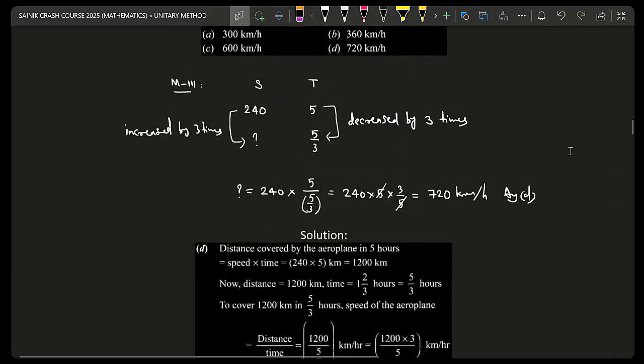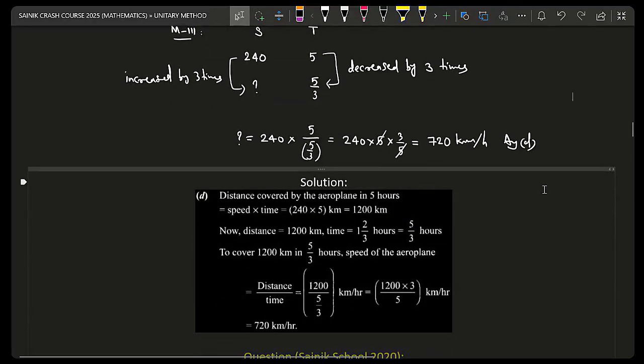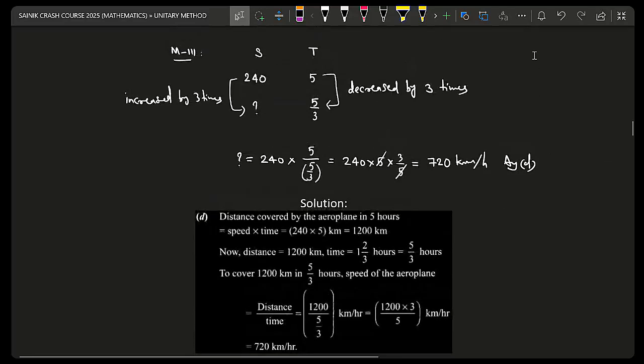So textual solution, you have it for finding the distance first. Actually they did it like it is in the distance speed time chapter. We discussed distance formula, speed into time. First they found distance, and using the distance and the new time they found the speed. You can also do like that, you will get the same answer. So next question.